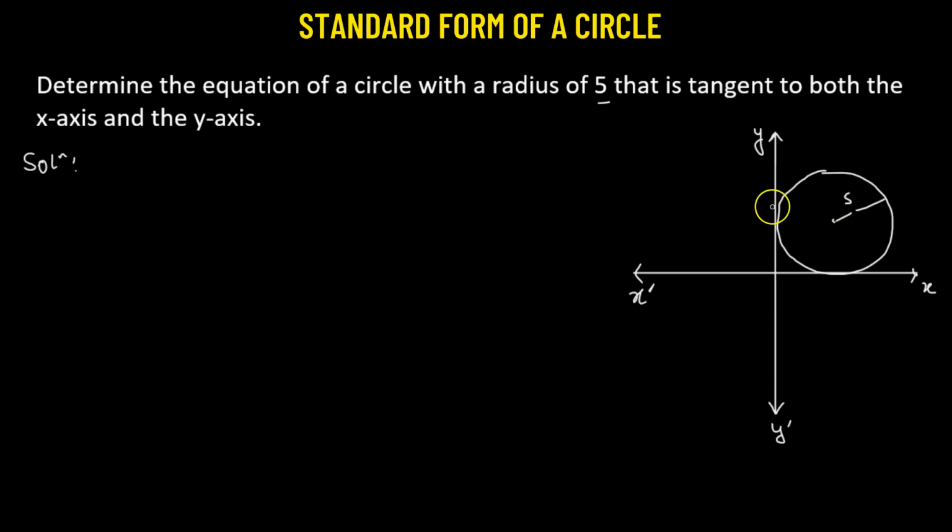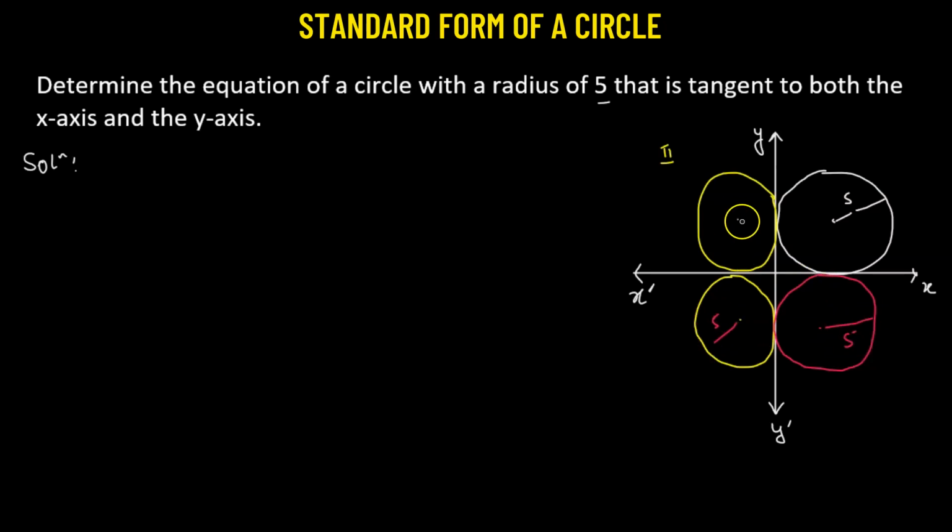Now we can have 3 other circles that can also touch the x-axis as well as the y-axis. So we can have a circle in the second quadrant, then the third circle in the third quadrant. This circle also touches the x as well as the y-axis, and then we have one more circle in the fourth quadrant which is also going to have a radius of 5 units and touches both the x and the y-axis. Now all these circles have a radius of 5 units. So that means we'll need to find out the equation of each of the 4 circles.